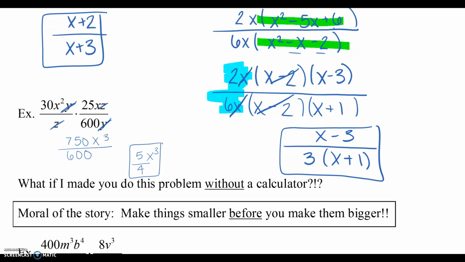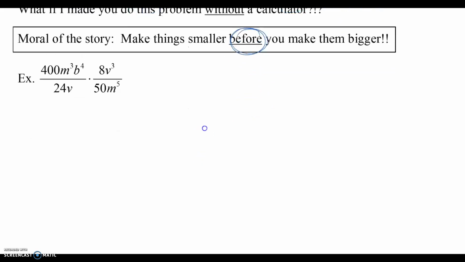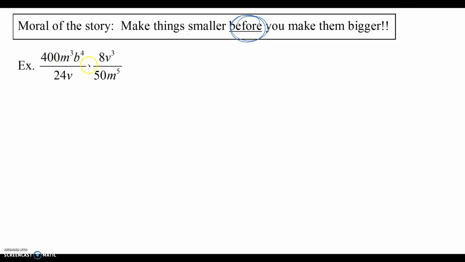But an issue is what if you don't have a calculator? Or what if you're bad at using your calculator? So what you need to do is make things smaller before you make things bigger. Which means if we're going to look at this problem, 400m cubed b to the 4th over 24v times 8v cubed over 50m to the 5th.